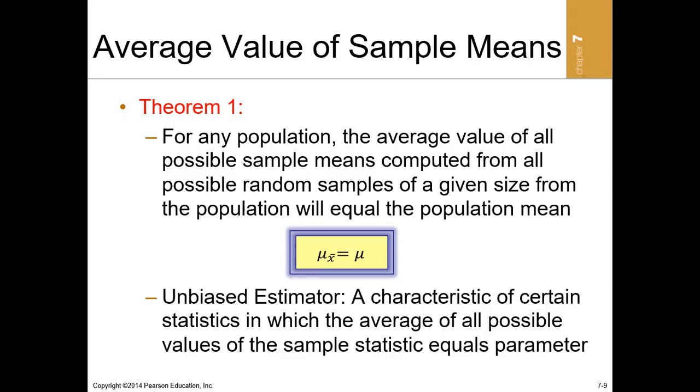When we say an estimator is unbiased, it's a characteristic of a certain statistic in which the average value of all possible values of the sample statistic is equal to that of the parameter. So when your mean is unbiased, it means that the average of all possible sample means is equal to the population mean. Here we are proving that our mean is an unbiased estimator.